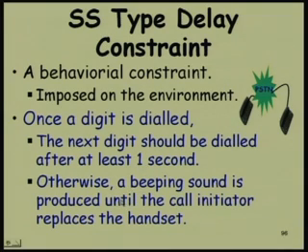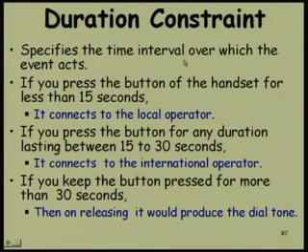Otherwise, a beeping sound is produced. So, if you dial 2 digits too fast, pressing 2 buttons quickly, the beeping sound will be produced by the system. There is a delay constraint violation, and the initiator has to terminate the call by replacing the handset and try again, right. This is a delay constraint between 2 stimulus events.